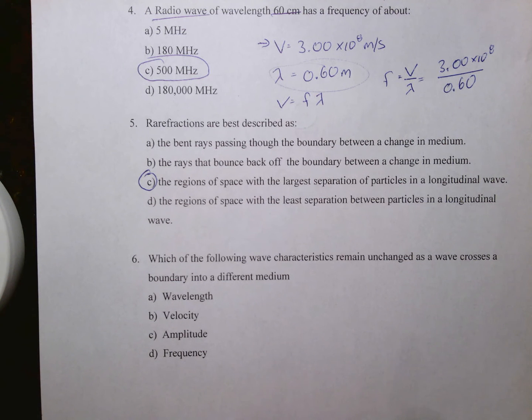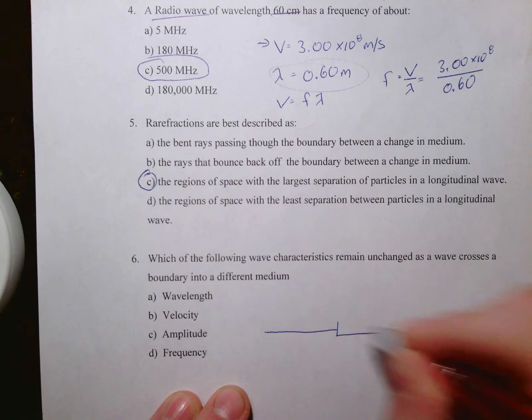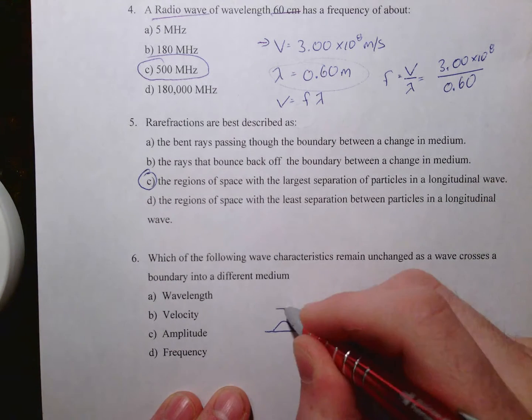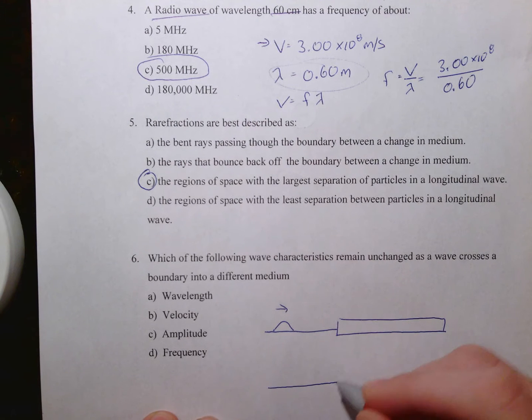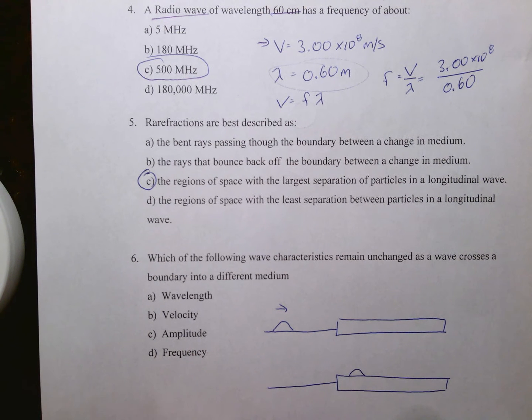And then number 6, which of the following wave characteristics remains unchanged as a wave crosses a boundary into a different medium? So we've looked at this and we said which of the following cannot change when we change medium. Well, we've seen from our wave diagrams, if we draw from a low to a high density medium, if we send in a pulse, on the way out, after the change in medium, we would see that here we had a wave with a shorter amplitude, a lesser velocity, and a shorter wavelength.